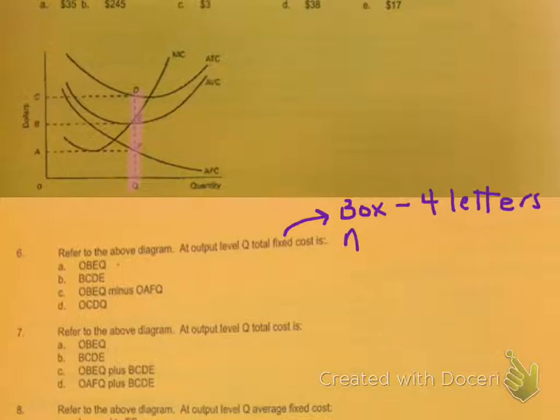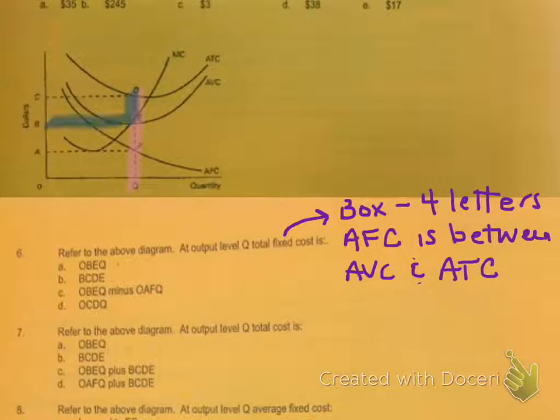So on to question number 6. Number 6 is asking us about total fixed cost. So remember, the total fixed cost is going to be a box, but in order to do that, we have to locate average fixed cost on the graph. Average fixed cost is going to be the vertical distance between our average total cost and our average variable cost. So that's this section. That means that this box becomes our area of total fixed cost. When I look at that, it is box B, C, D, E.